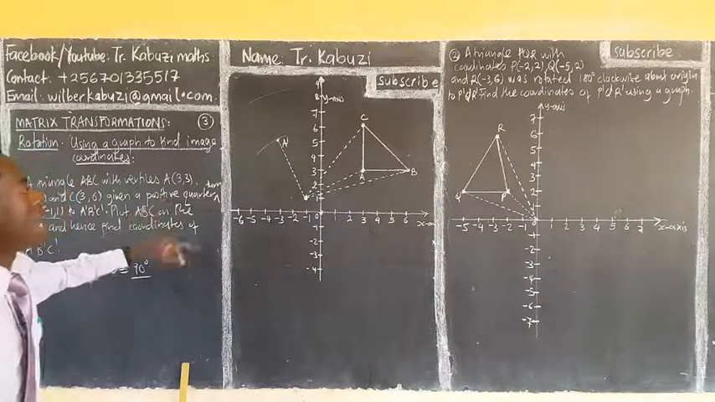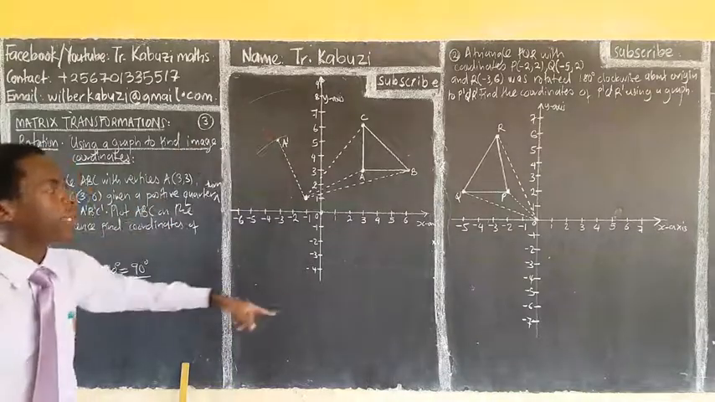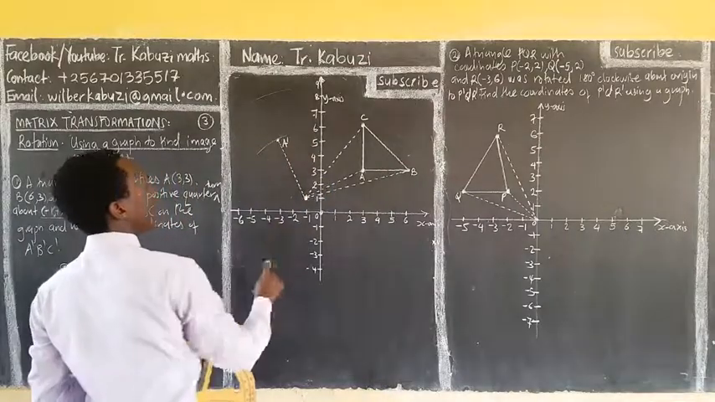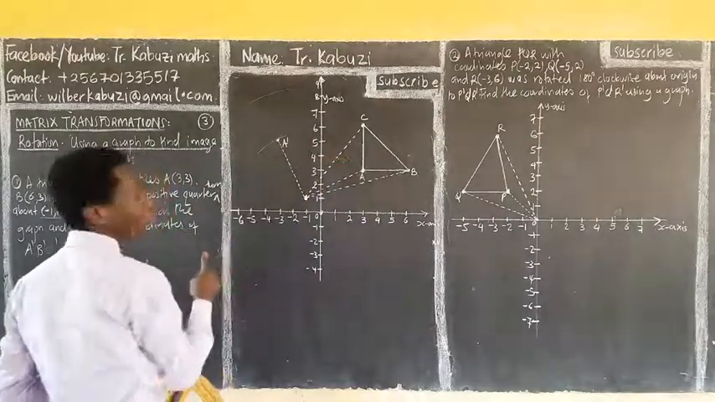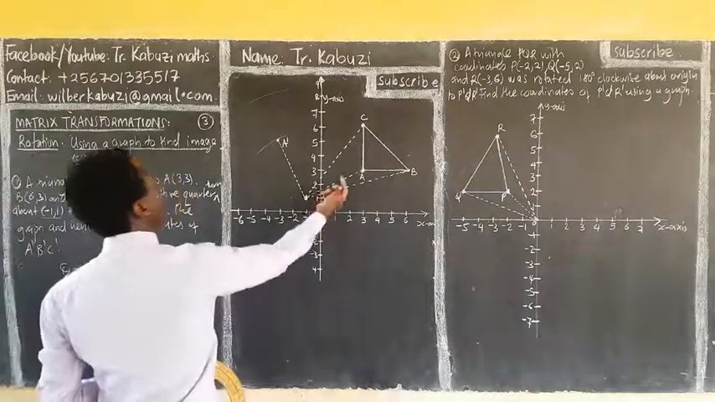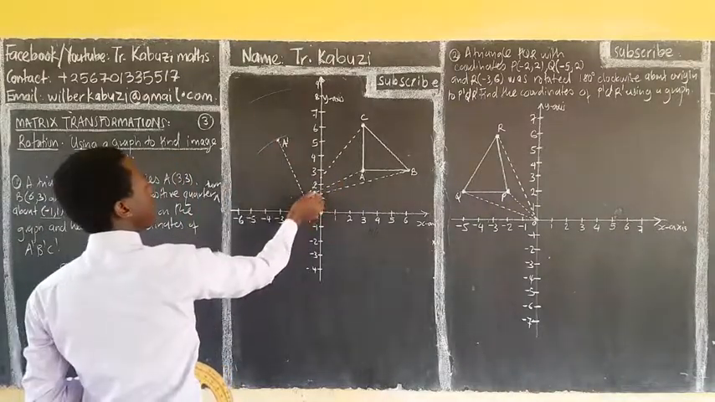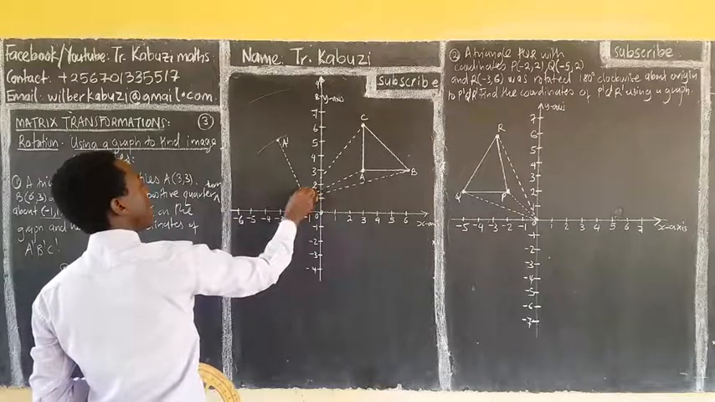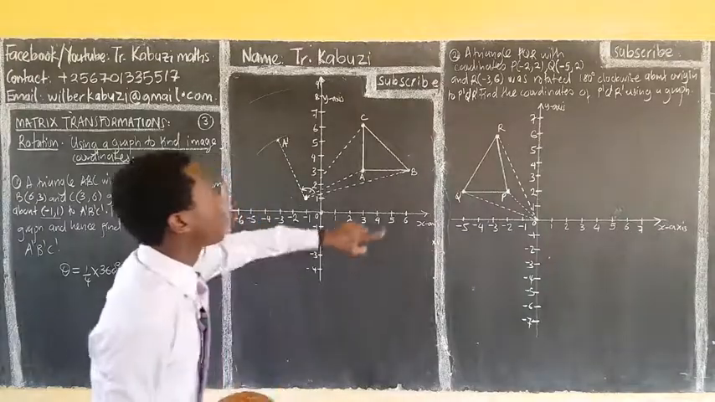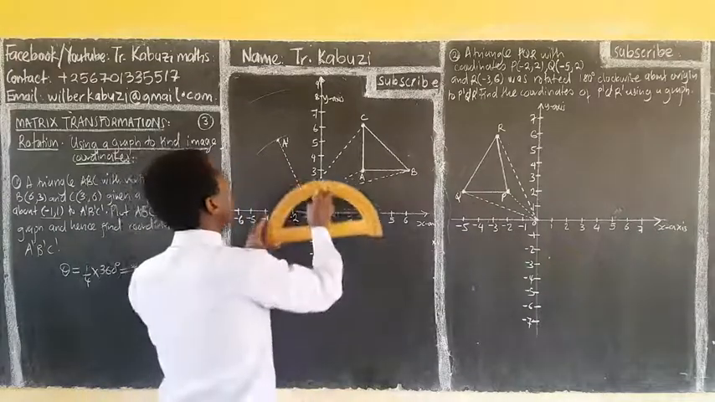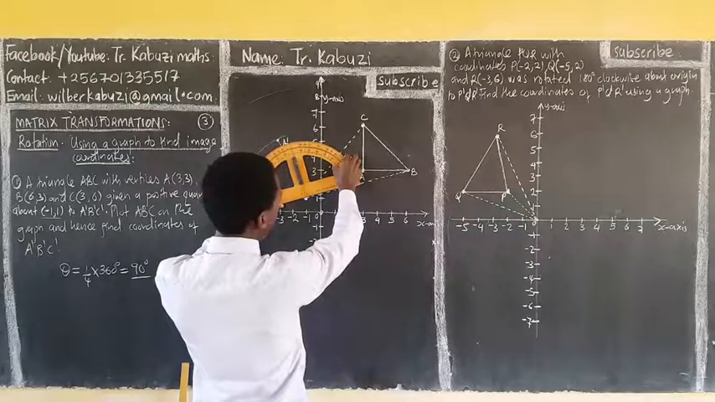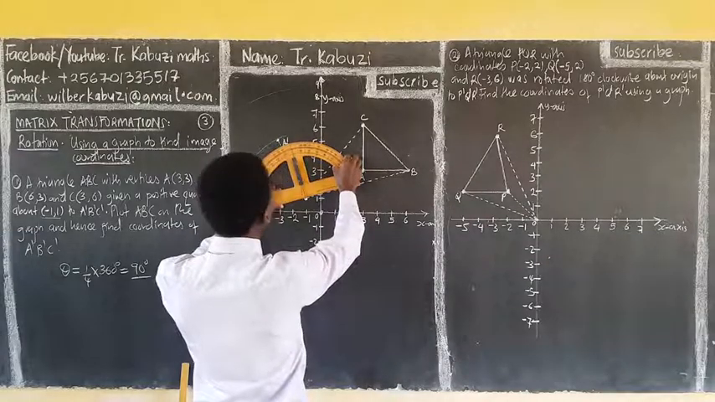Why are you measuring 90? Because a positive quarter turn always moves in this direction. So that's why I'm moving from here to here. If it was negative, we would move like this. But because it was positive, that's why I'm going this side. Because of the positive, it will move anti-clockwise. Then for my B, I still put my protractor there, in the center. So that's it.